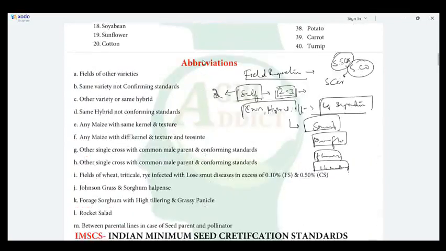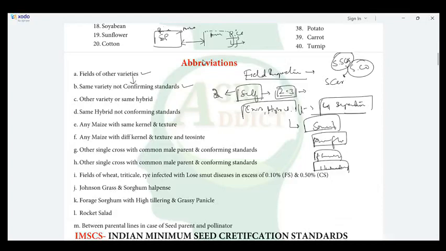Here you can clearly see that A refers to the field of other varieties, B refers to the same variety, but it is not conforming to the standards. What does this mean? It means that if there are 2 different seed plots, if one is undergoing seed production, and the other one is just a similar crop with a similar variety, let us assume rice, and the variety is Aruna, and this is also the same variety. But if this second variety is not conforming to the standards, then the isolation distance between them changes.